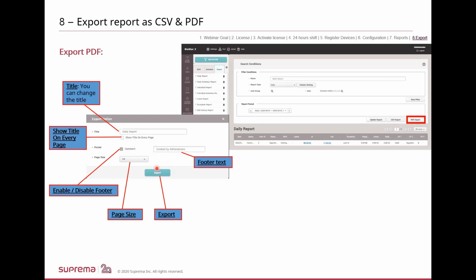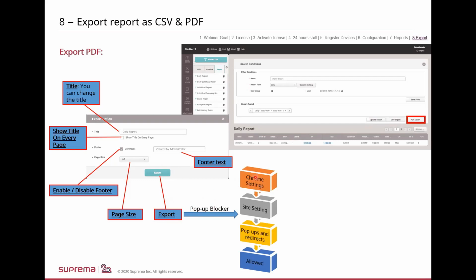However, I would like to highlight a common frequently asked question, FAQ, which comes up for the PDF export: when you click export, nothing is downloaded. The reason is that your Chrome has a pop-up blocker, so you need to allow the pop-up. In order to do that, please go to the Chrome settings, then go to the site settings, then go to the pop-ups and redirects and make it allow.